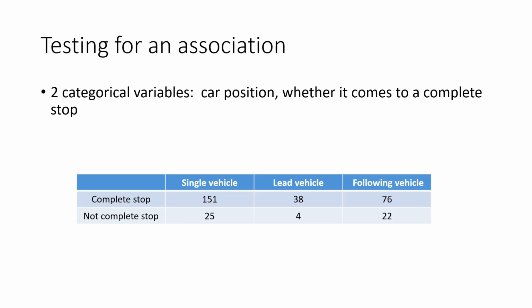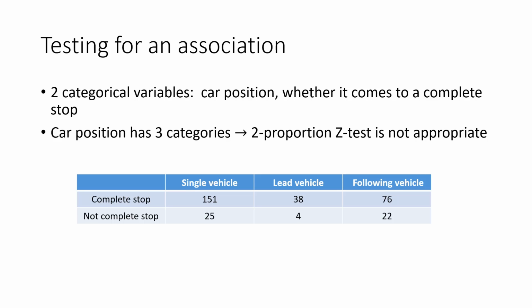So here, we're testing for an association between two categorical variables, the car's position and whether it comes to a complete stop. Normally when we test for an association between two categorical variables, we consider using a two-proportion z-test or the two proportions applet. But in this case, the variable car position has three categories, so we can't use a two-proportion z-test.